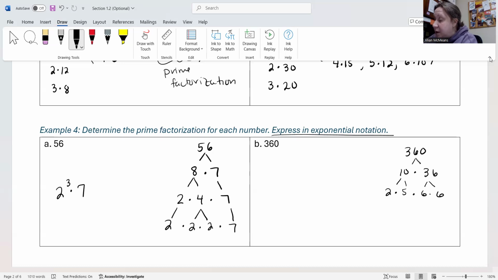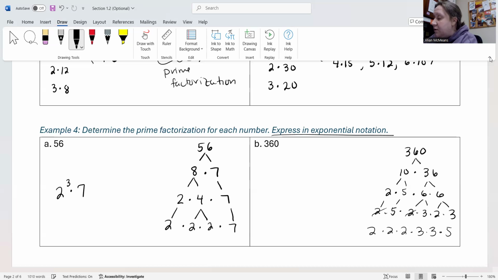Now, 2 is already prime. 5 is already prime. 6 is not. So we need to come up with two numbers that multiply to give us 6. That would be 2 and 3. And we're going to do that for both of the 6s. Now, this is kind of a mess, but if you look, we have 2s, 3s, and a 5. They're all prime numbers, so let's write them in order from smallest to largest. So I get 2 times 2 times 2 times 3 times 3 times 5.